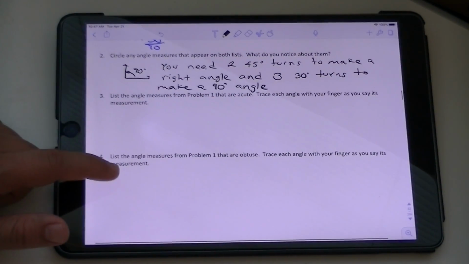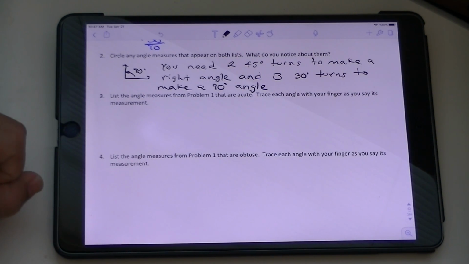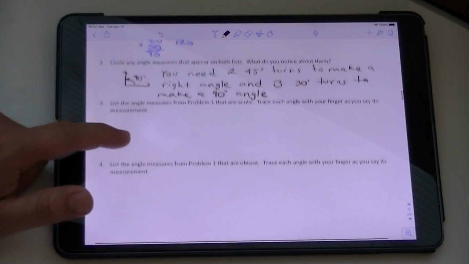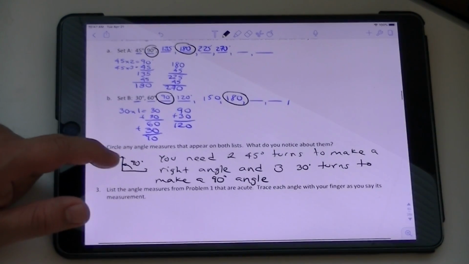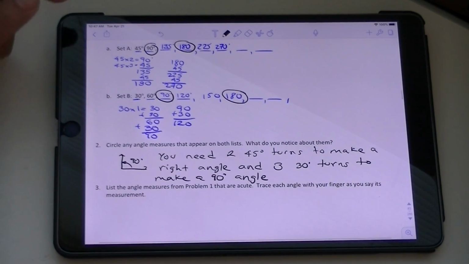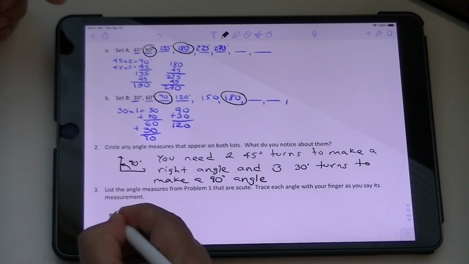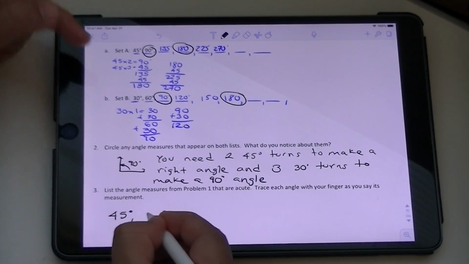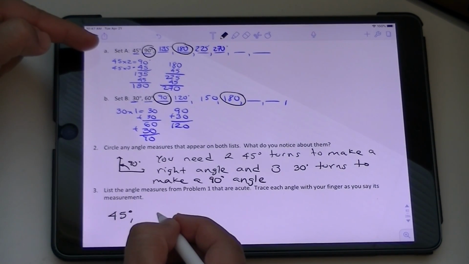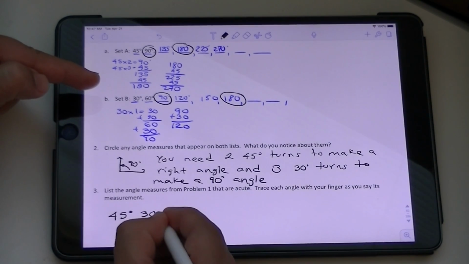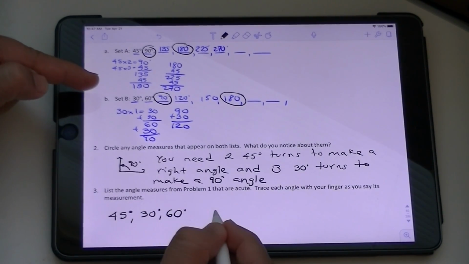Number 3, list the angle measures from problem 1 that are acute. So acute are all the angles that are less than 90. So you have to go back to your list, all the angles that are less than 90. So you will have 45 degrees for A, and 30 and 60 for B.